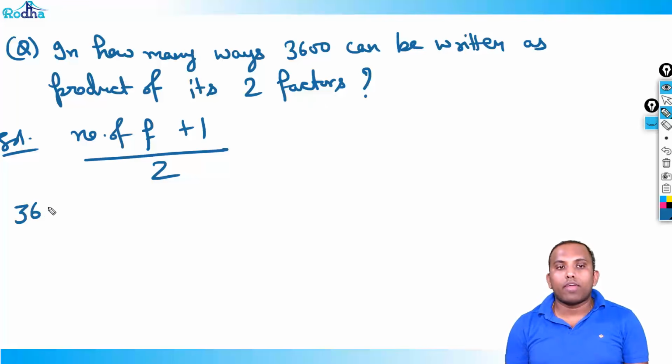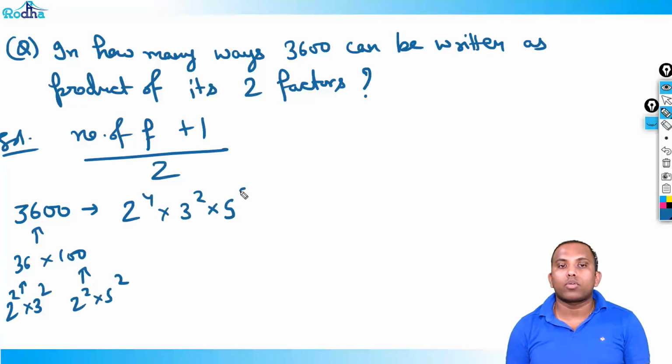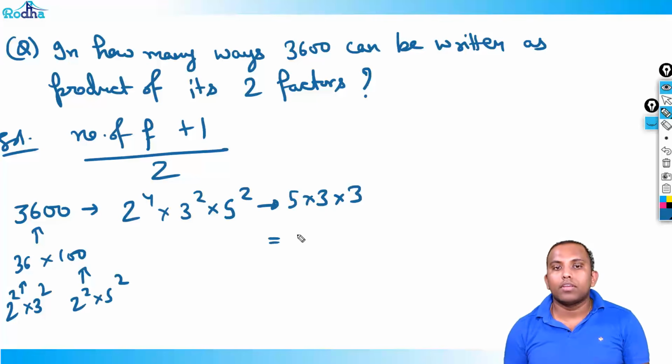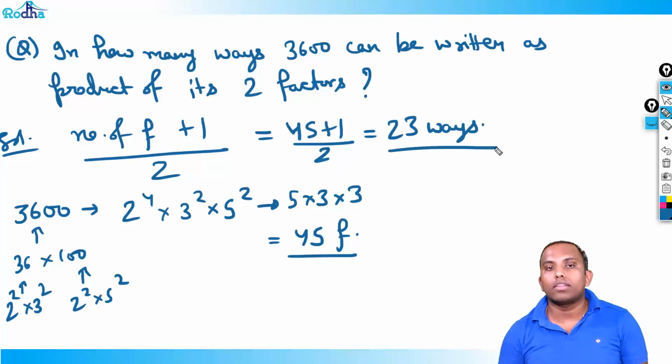So how many factors for 3600? It is like 36 into 100. That is 2 square into 3 square, and 2 square into 5 square. So 2 raised to 4 into 3 square into 5 square. How many factors? 5 into 3 into 3, that is 45 factors. So 3600 has 45 factors. So what is our answer? (45 plus 1) by 2, that is 23 ways. So the answer is 23 ways, right?